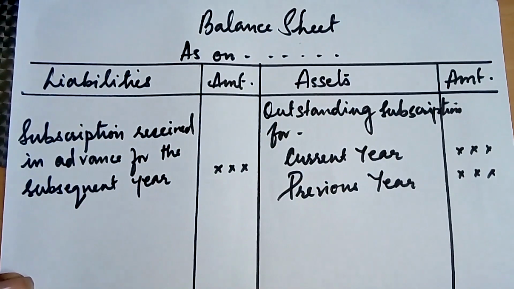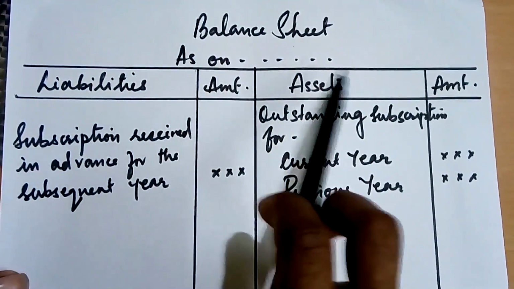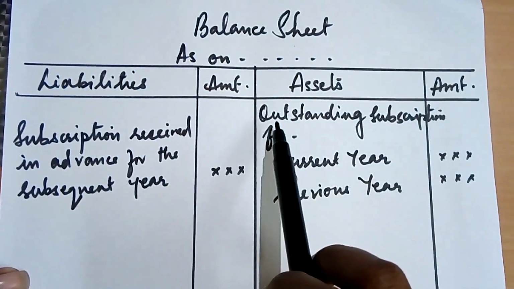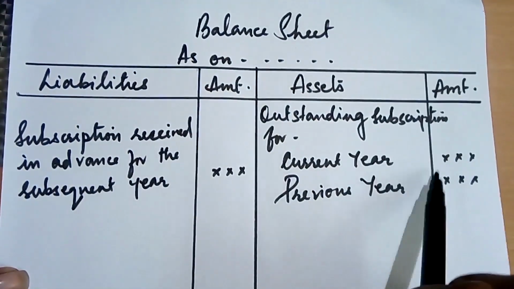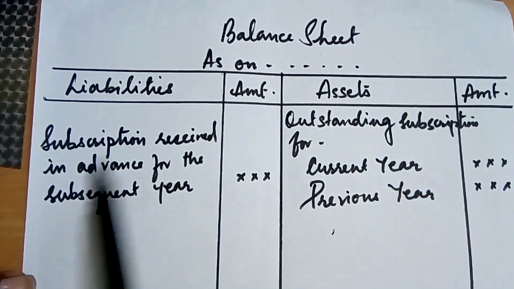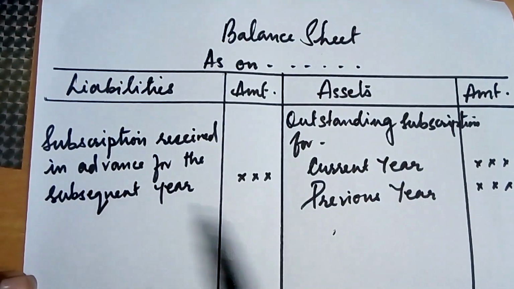Now the balance sheet for the subscription is as follows. On top you write balance sheet as on, liabilities amount, assets amount. Here outstanding subscription, the current year and the previous year should be noted down. And then on the liability side, subscription received in advance for the next year will be included.